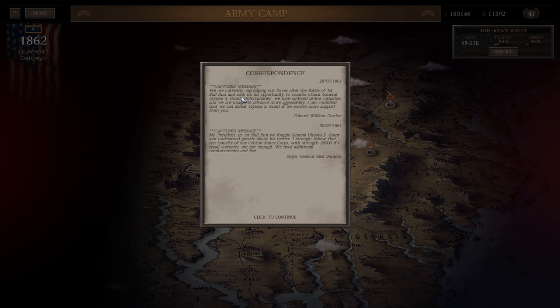After the Battle of Bull Run, and seek an opportunity to counterattack General Grant. Unfortunately, we have suffered severe casualties and are unable to advance more aggressively. I am confident that we can defeat Grant if we receive more support from you, Colonel William Gordon. 30th day, 7th month, 1861. Captured message. Mr. President, in Bull Run, we fought General Grant and understood greatly about his tactics. I strongly believe that the transfer of our Central State Corps with a strength of 28,700, if I recall correctly, are not enough. We need additional reinforcements and fast. Major General Alex Dennison.